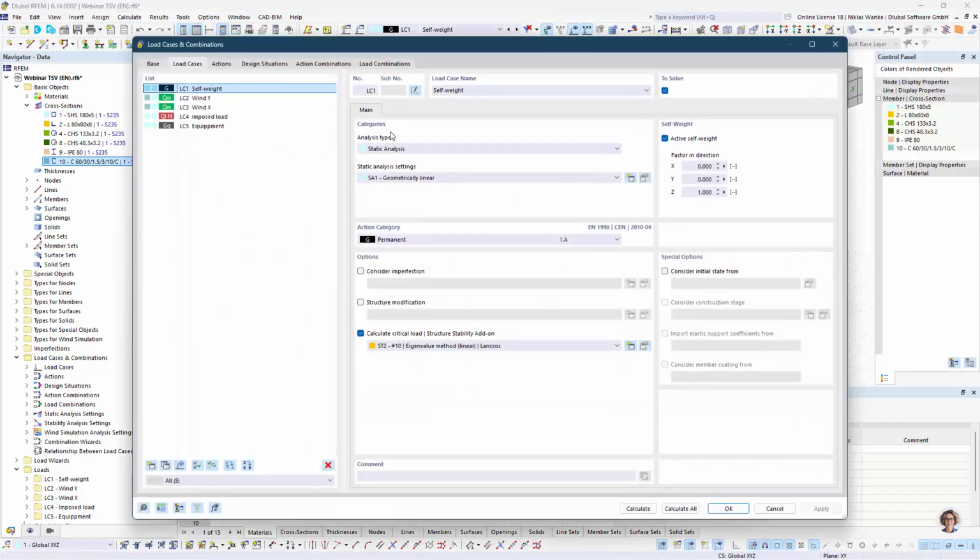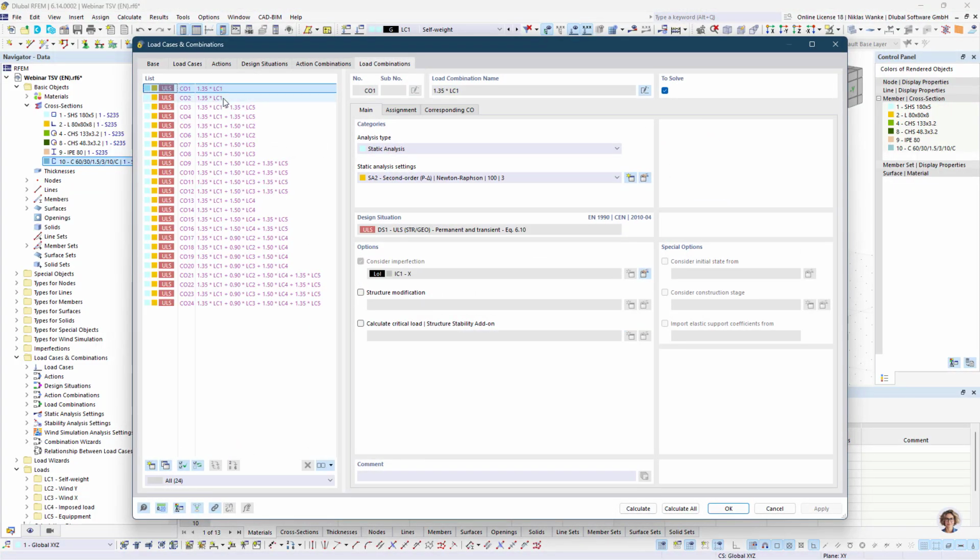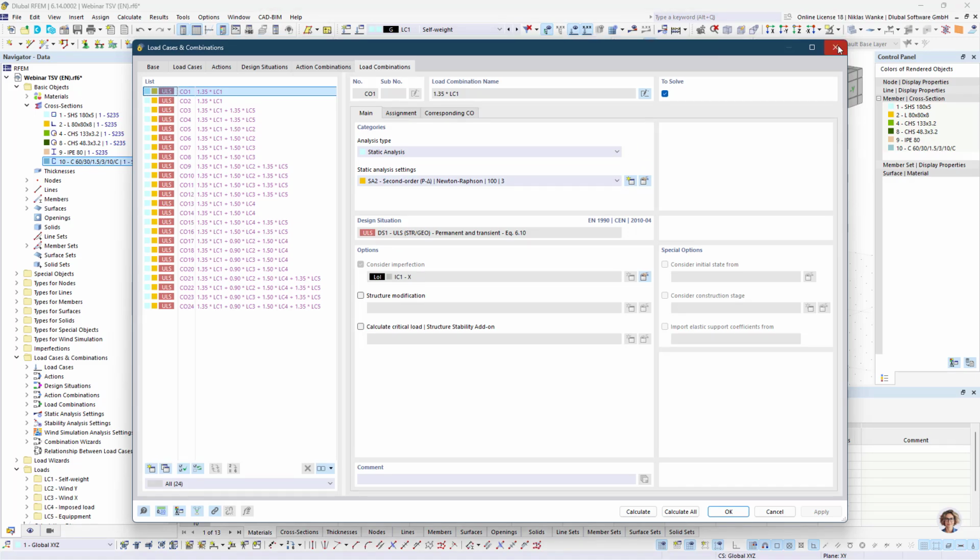And one last thing, I think that's relatively obvious, but I will show it nevertheless. For all load combinations, we are using second order theory. So we are calculating the internal forces on the deformed structure.